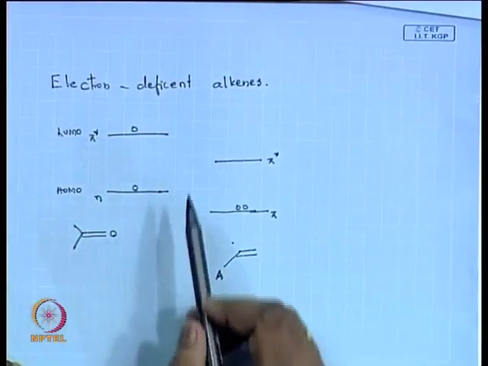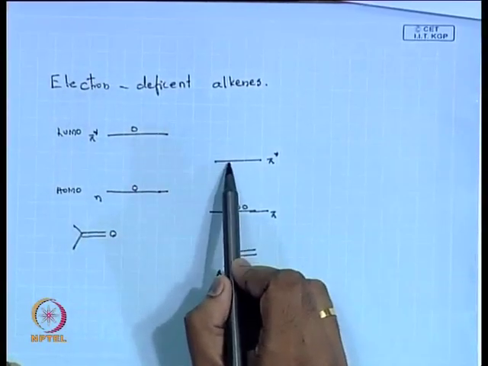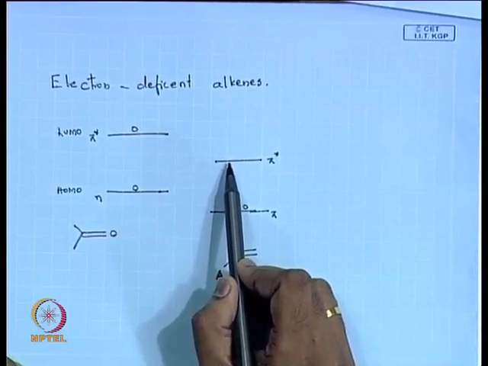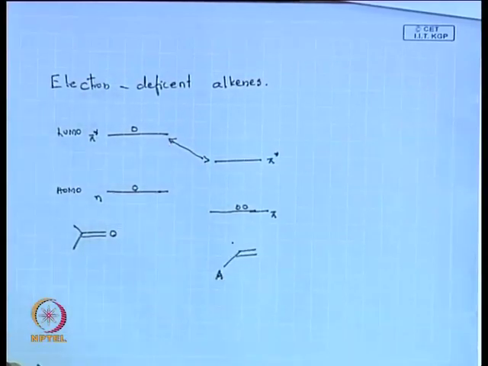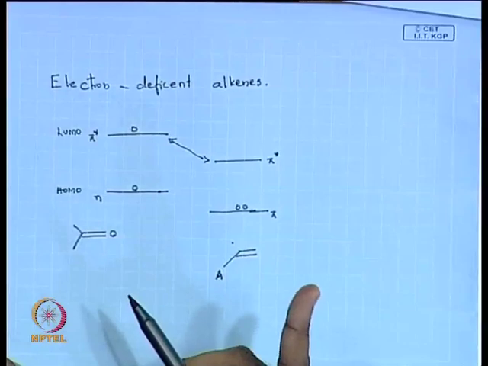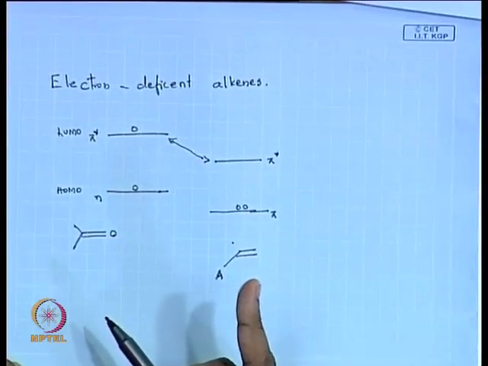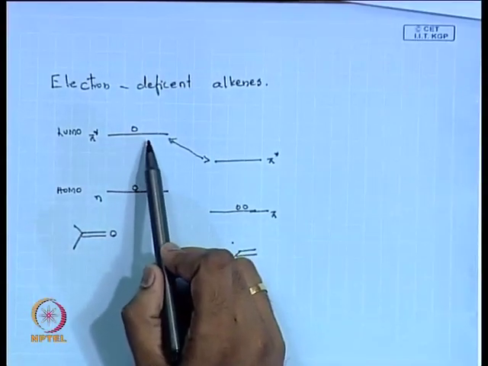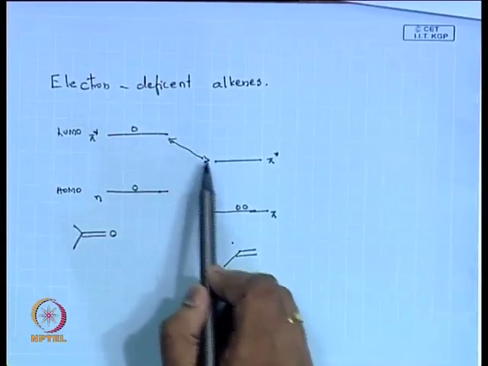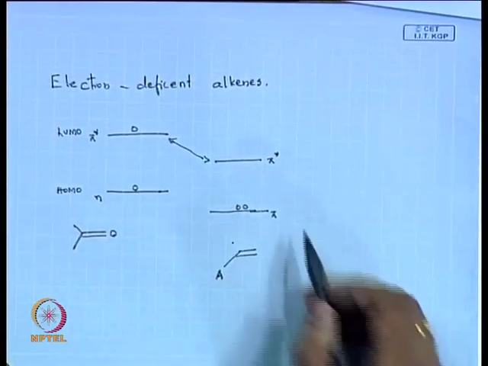But can my pi star interact with this pi star and start the reaction? That is possible, right? I can interact this and this now. So, this is the first chemistry where you are going to see that the pi star carbon of your carbonyl system is involved. Now, the non-bonded electron is not doing anything. What my pi star is trying to do is react with the pi star of my alkene.